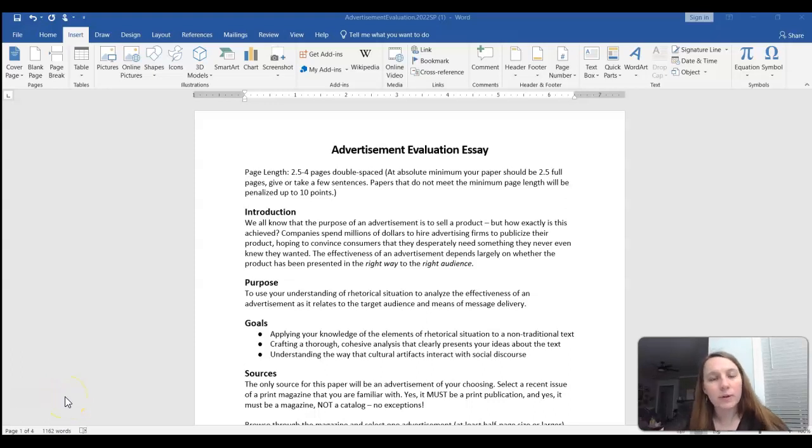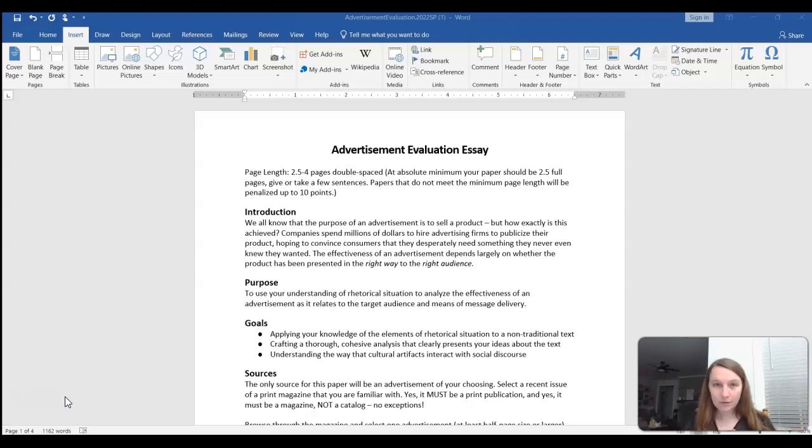Hi everyone, I just wanted to hop on and explain to you our first essay for the summer, which is this advertisement evaluation essay. We're going to take the ideas that you heard about in the rhetoric lecture about the 5 elements of rhetoric and how effective communication needs to consider all those elements, and we're going to apply it to an advertisement. So the first step is that you need to choose a print advertisement.